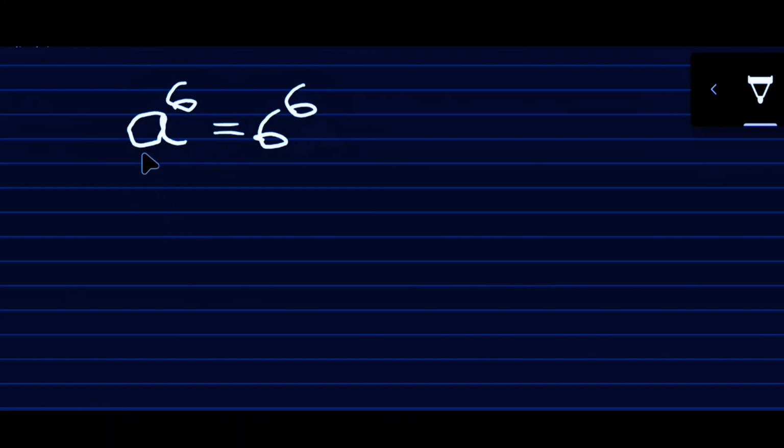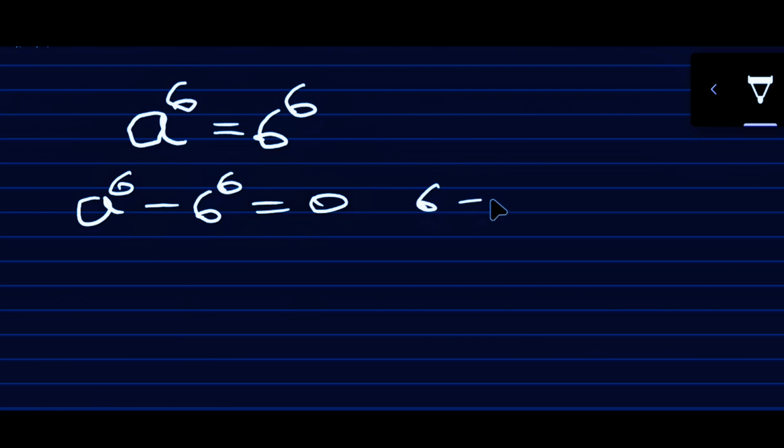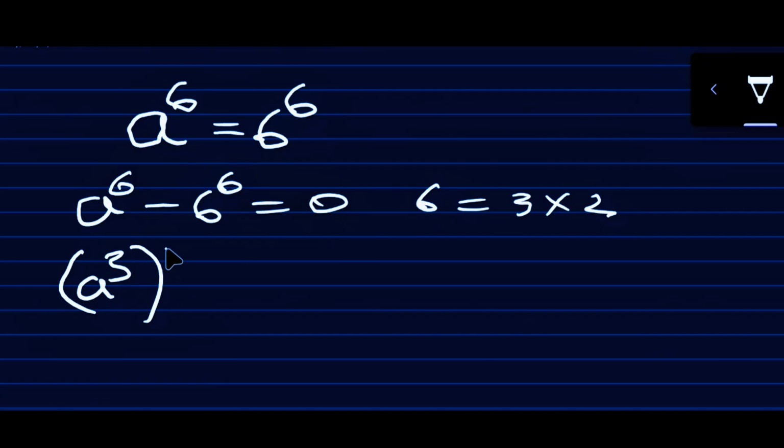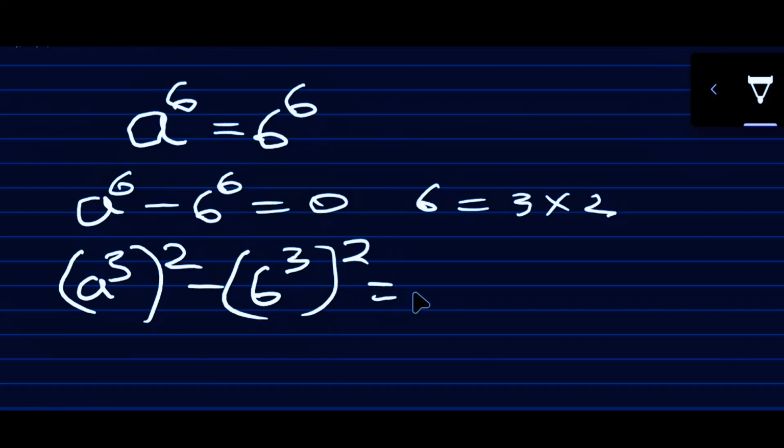So what we are going to do first is to equate everything to 0. So we are going to have a^6 - 6^6 = 0. From here you have to note that 6 equals 3 times 2. So for that reason we are going to have (a^3)^2 - (6^3)^2 = 0.